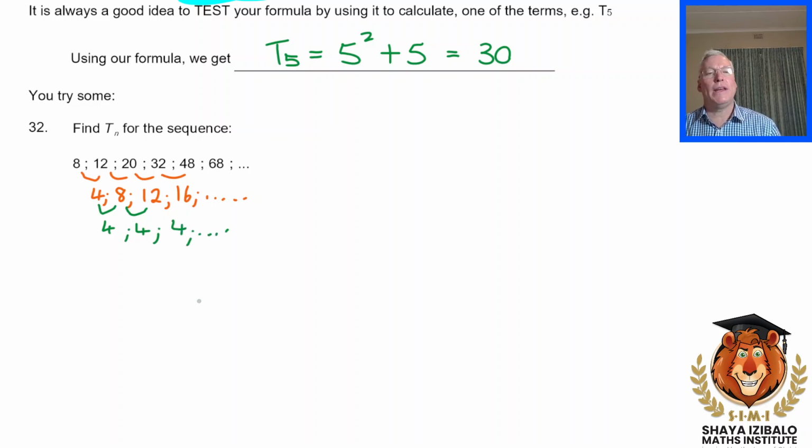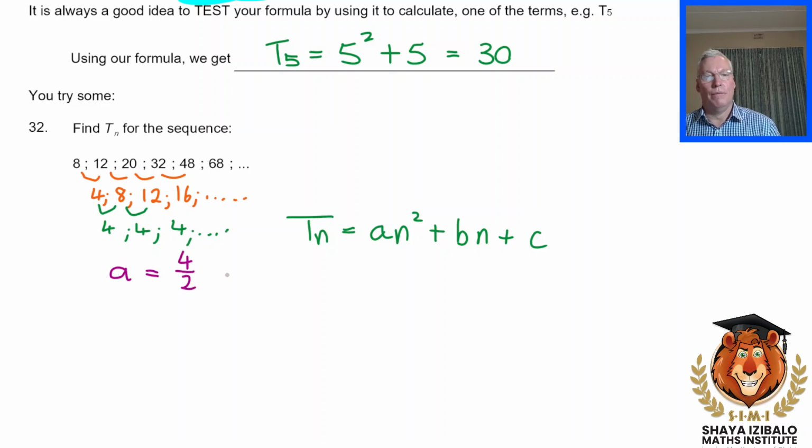As soon as we get a constant second difference, we know that this is what we are dealing with. We're dealing with one of these. Now there are 3 things that we need to find. We need to find A, we need to find B, and we need to find C. All right. We find them in that order, as easy as ABC. A is just half of our second difference. It's 4 over 2. A is 2.